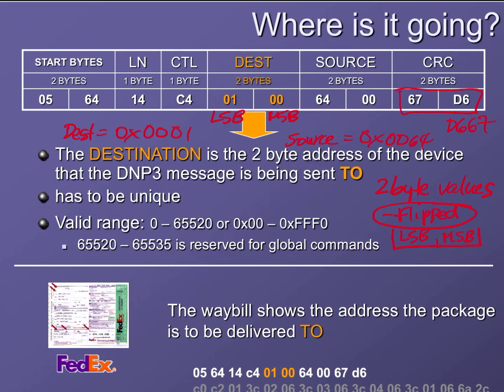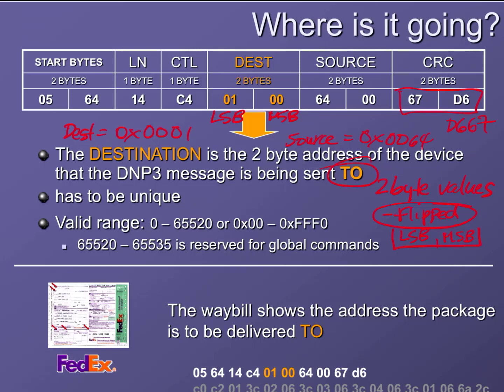All right, so when it comes to that destination 2-byte value, what are we talking about? We're talking about where is this DNP message going to, its destination. Where is it going to? So it's the address that it's going to. This will be for a request. This is obviously going to be the server address. So this would be the server address.